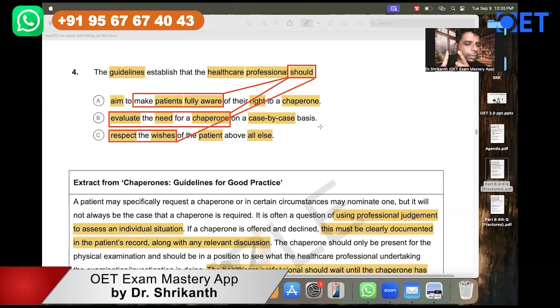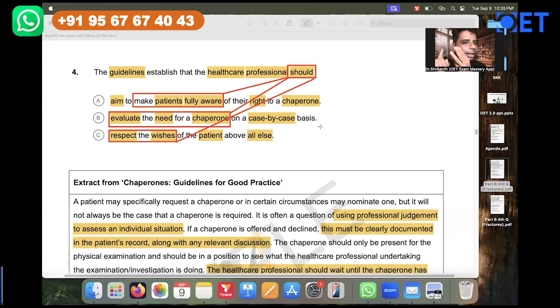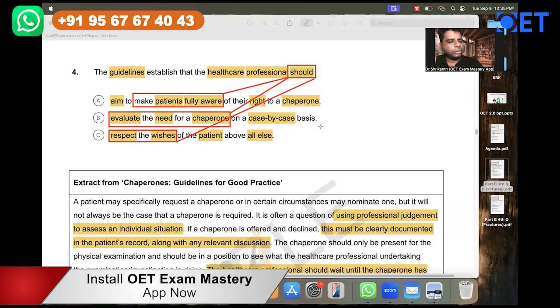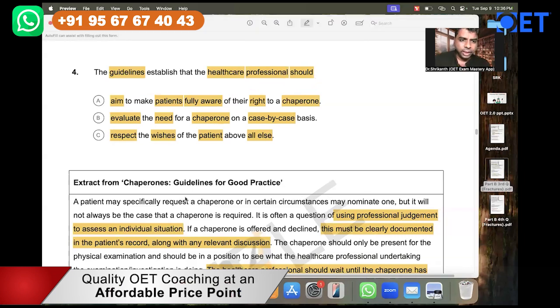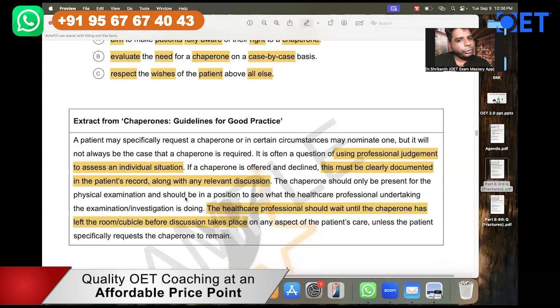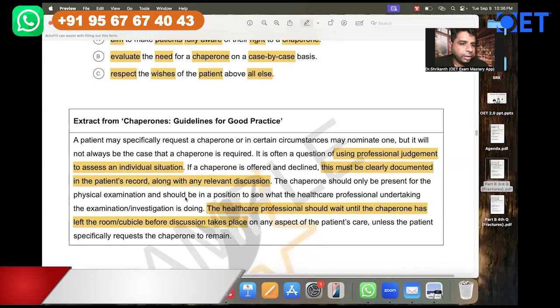Okay. They should make patients fully aware. They have to evaluate the need for a chaperone and they have to respect the wishes. Okay. So at least this small information you must be able to register into your mind. Right. Now let's take a look into the answer of this thing over here. As I told you, you should be able to locate which information is an instruction to the healthcare professional.